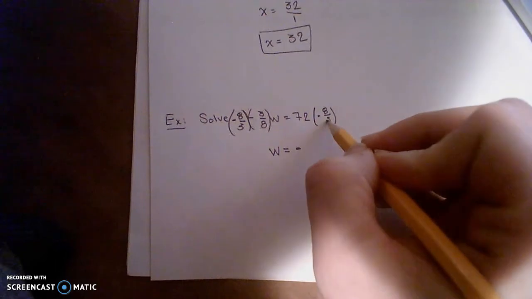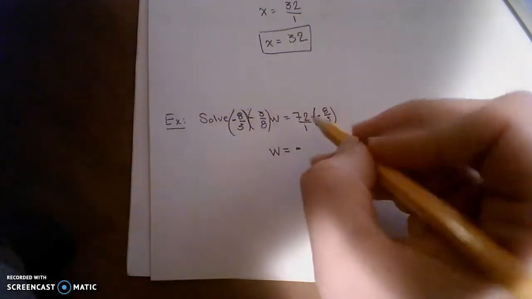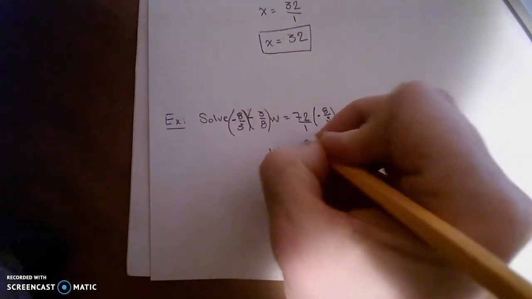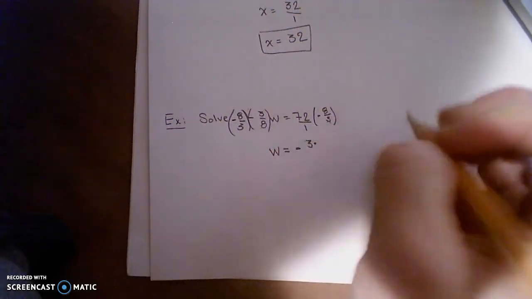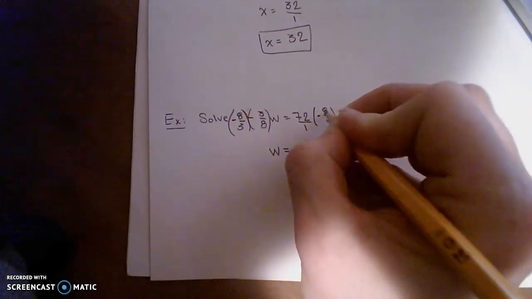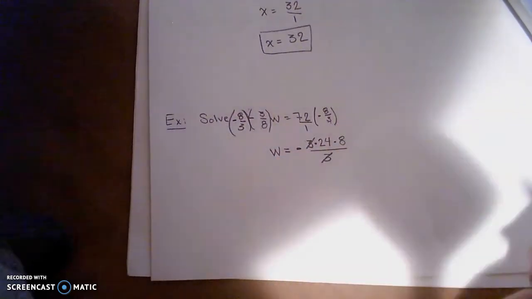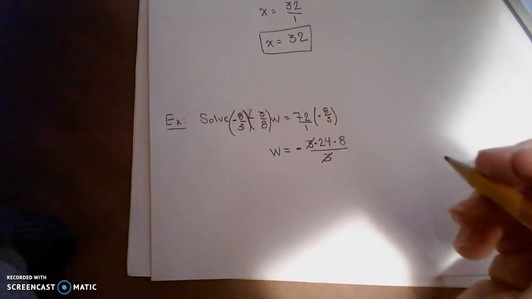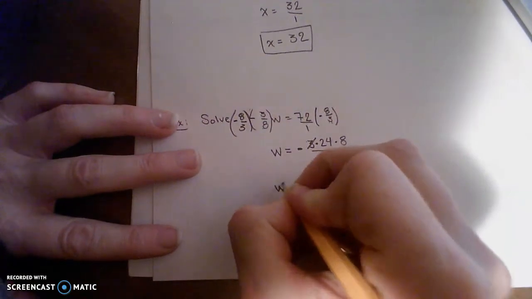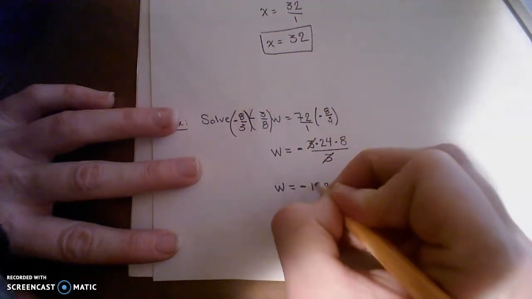And also, 72 can be thought of as 72 over 1. And hopefully there's a factor of 3 hiding in the 72. 72 can be written as 3 times 24. And then you have this extra 8 here, all over 3. And those 3's you can divide numerator and denominator by 3. So what I'm left with now is 24 times 8. So w equals negative 192.